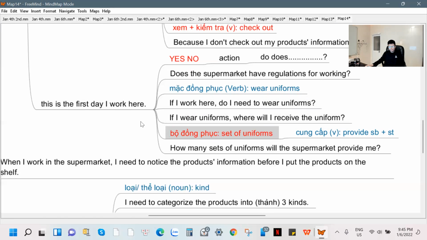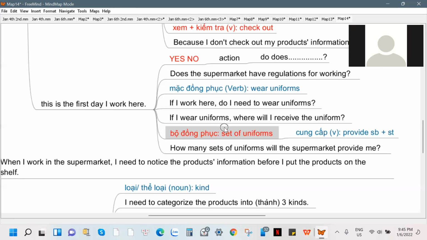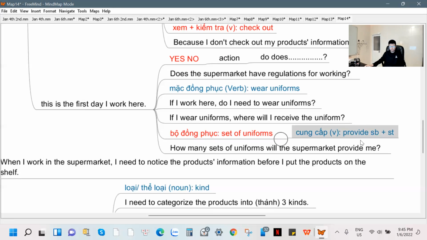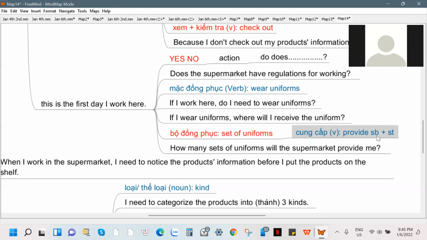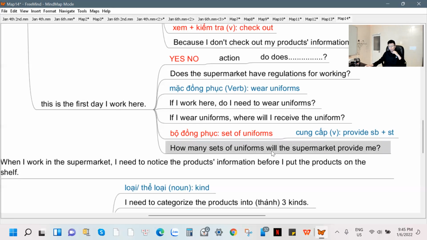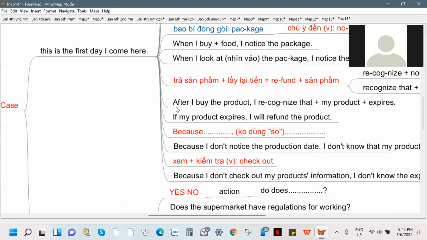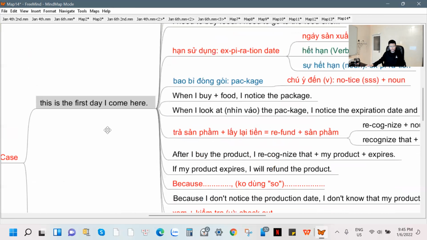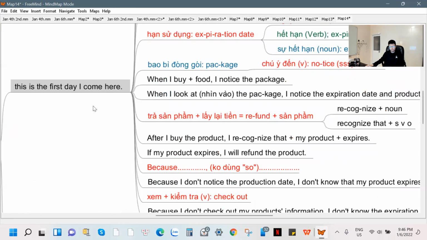Set of uniforms. Provide somebody something. How many sets of uniforms will the supermarket provide me? This is the first day I work here.